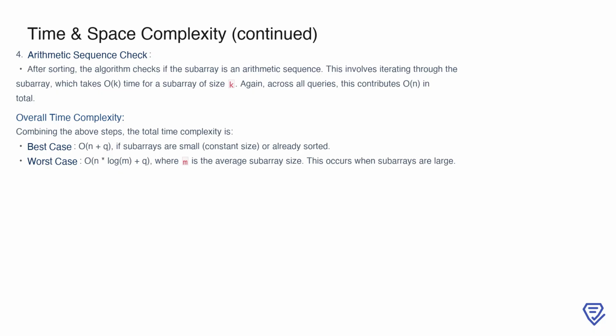Now, combining all the steps, the overall time complexity can be summarized. In the best case, where subarrays are small or already sorted, the complexity is O(N + Q). However, in the worst case, when subarrays are large, sorting dominates, leading to a complexity of O(N log M + Q), where M is the average subarray size. This breakdown highlights the efficiency of the solution under different scenarios.